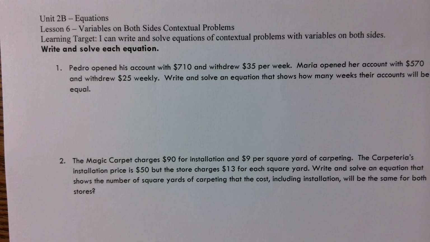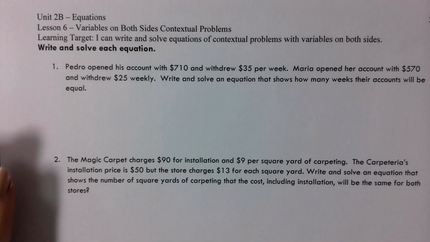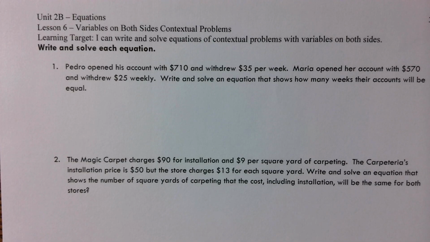So we're taking a look here. We're just focusing on writing our equations for our variables on both sides contextual problems, meaning that you have a single value, a single variable term that you're solving for, but you're setting two different expressions equal to each other. Okay, so that means you have two different people or two different items, maybe it might be stores or it may be companies that are trying to have a value in which they'll be equal at a certain point.